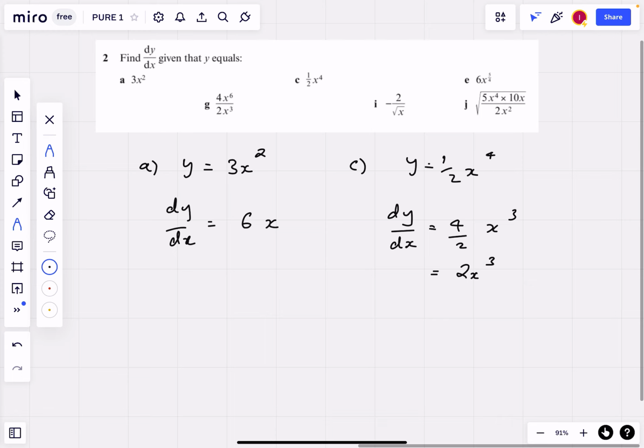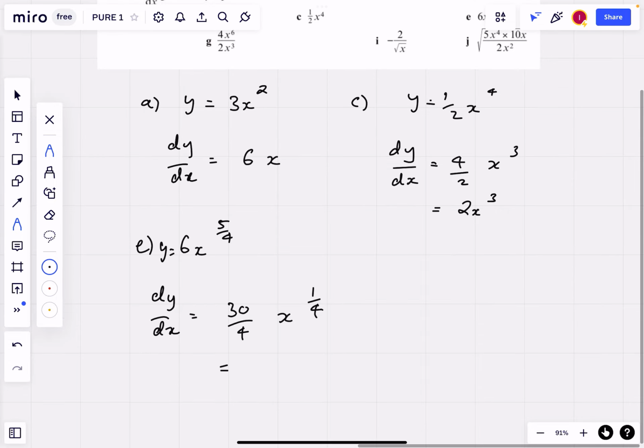Cool. G. Let's simplify. Oh, sorry, hold on. Missed one. E. It's 6x to the power of 5 over 4. Okay. That's equal to y. Dy by dx. 6 times 5 over 4 is 30 over 4 x, and now you minus 1 from the power, a quarter, which simplifies to 15 over 2 x to the power of a quarter.